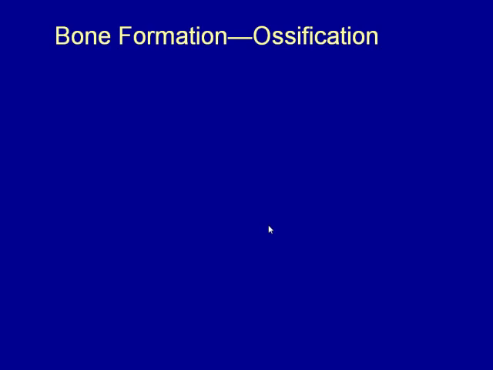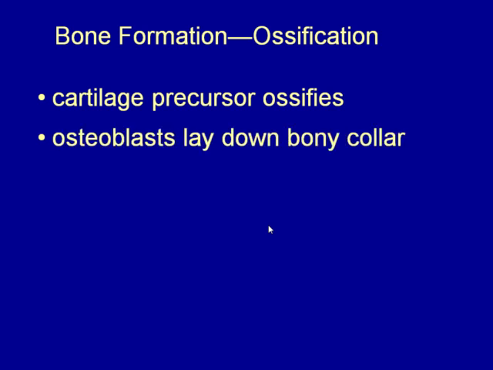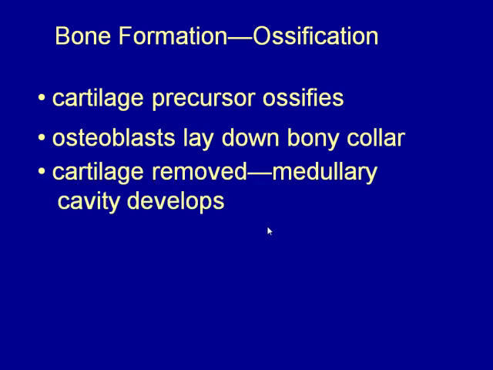Let's talk a little bit about ossification, or the formation of bone. Your long bones are laid down in the fetus as cartilage, and this cartilage then ossifies. What happens is some of the cells become osteoblasts, and osteoblasts, remember, build the bony matrix, so they start laying down a bony collar on the outside of the cartilage precursor. The cartilage inside, those cells sort of die as their blood supply is cut off, and that leaves the hollow space in the shaft where the medullary cavity develops.